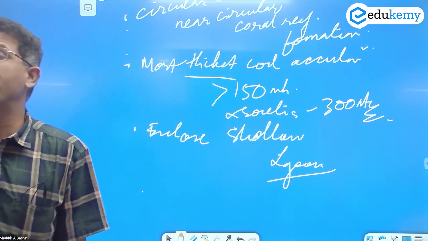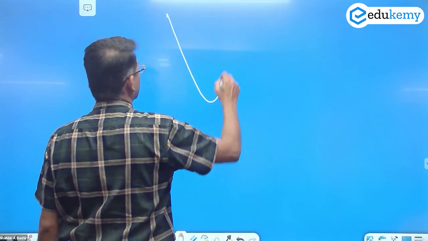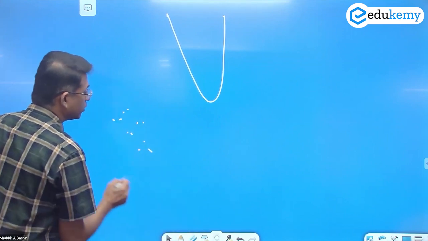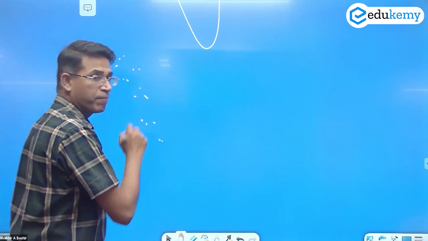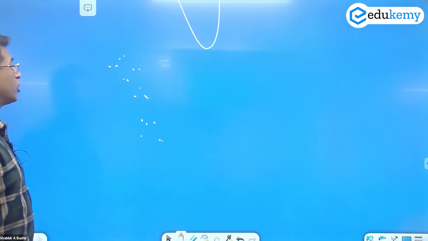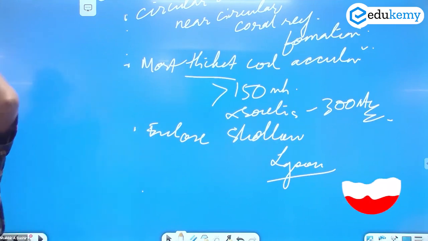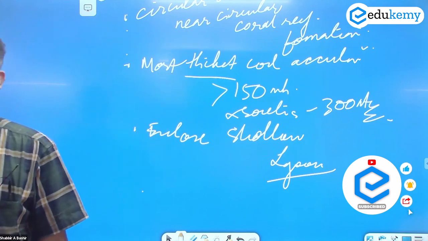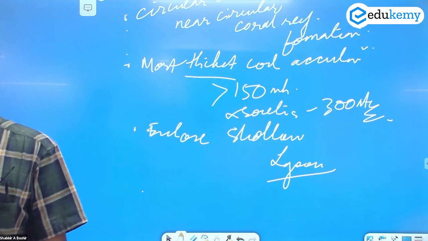Think of Lakshadweep Islands. Like अगर ये आपका इंडिया है, this is where we have Lakshadweep Islands. You go down, you have got Maldives here, correct? It's far, far away from the coast. So the atolls are farther away from the coast. They are in the open oceans, near circular formations, the greatest thickness of accumulations, and they have shallow lagoons.